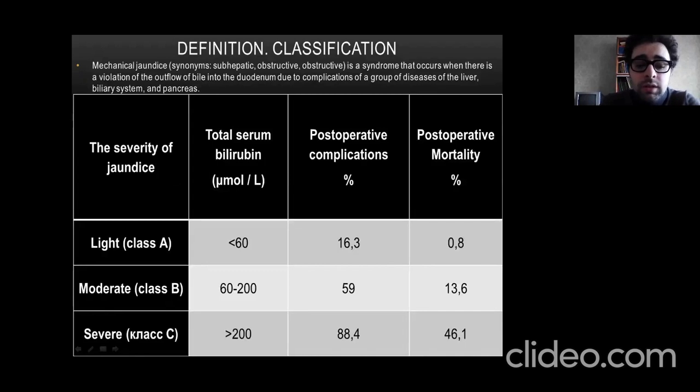Classification: the jaundice is divided by classes: class C, class B, class A. Mechanical jaundice by the severity is divided into these classes. Why? This is an international and Russian classification, because postoperative mortality from treatment and complications are strongly connected with total serum bilirubin, strongly.